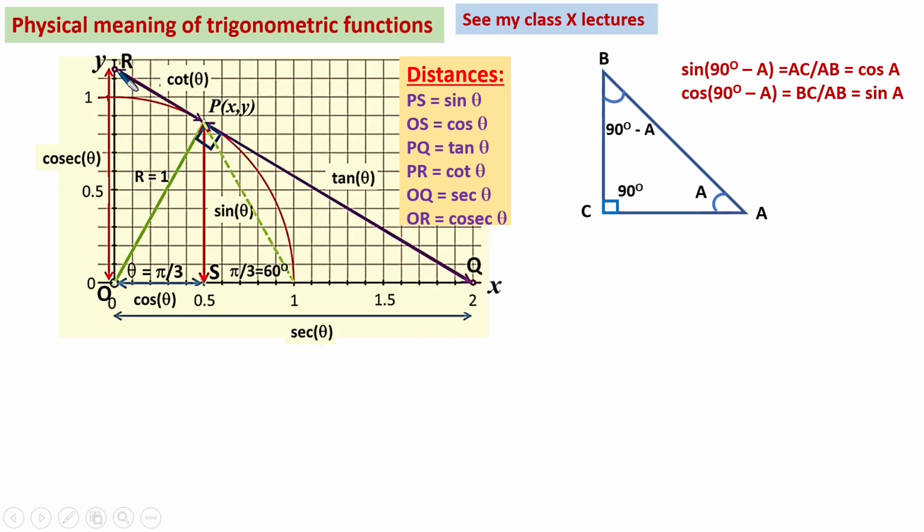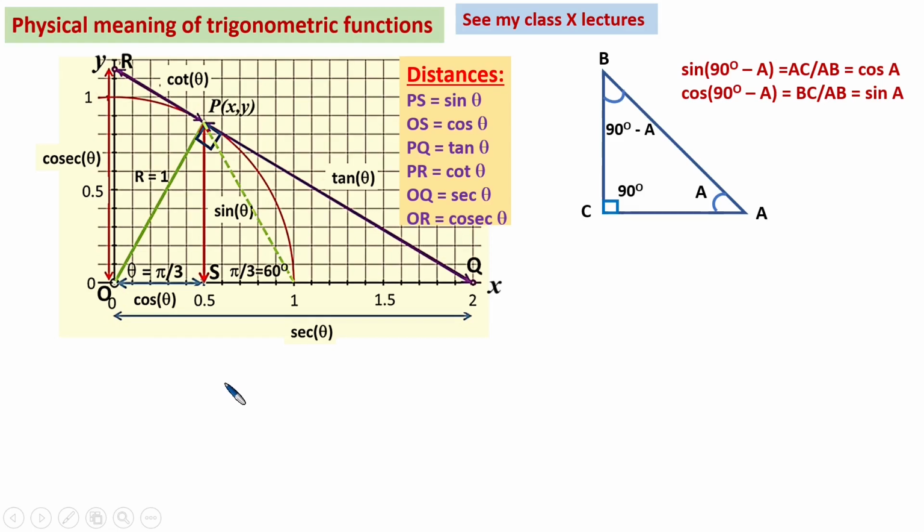So physically what it means is, if you draw a tangent to a circle at point P, then the distance from this tangential point to where it intersects the x-axis is nothing but tan theta. And again from this point P, the tangential point, to where the line intersects the y-axis, this distance is cot theta. The distance from the origin to where it intersects is called sec theta, and the distance from the origin to where this line intersects the y-axis is called cosec theta.